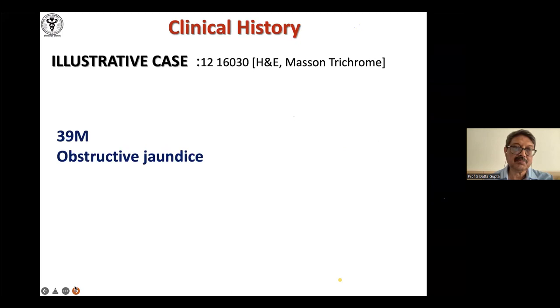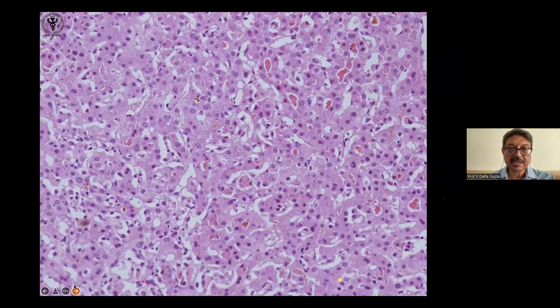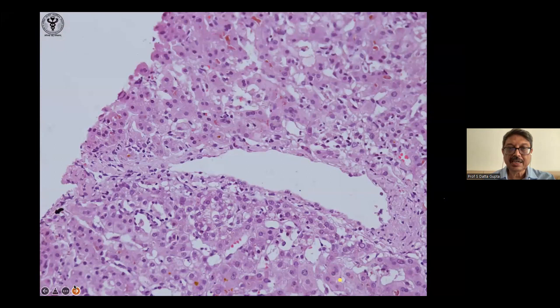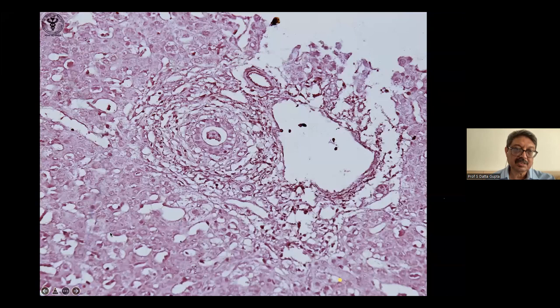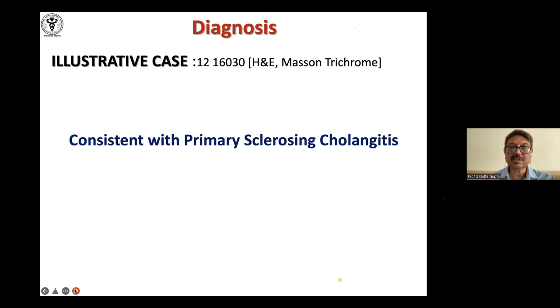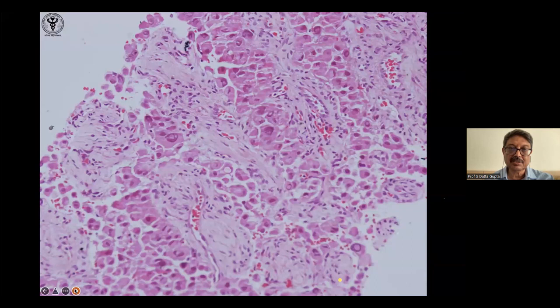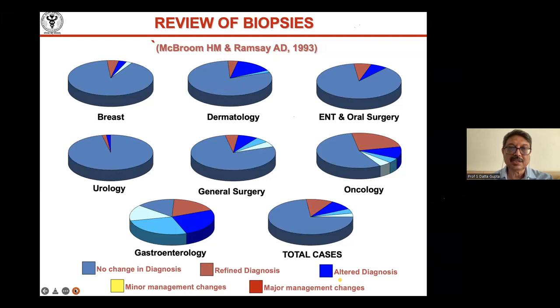Another obstructive jaundice, you're finding the bile duct there, but if you keep searching, there's some loss here and cholestasis. And if you see here, there is this onion skinning. So you can say it suggests, and there is this orcein stain with these brown things, which are copper binding protein, consistent with primary sclerosing cholangitis. This is a hepatocellular carcinoma, no marks. So you also do biopsy sometimes for malignancy. This turned out to be hepatocellular carcinoma or an adenocarcinoma.